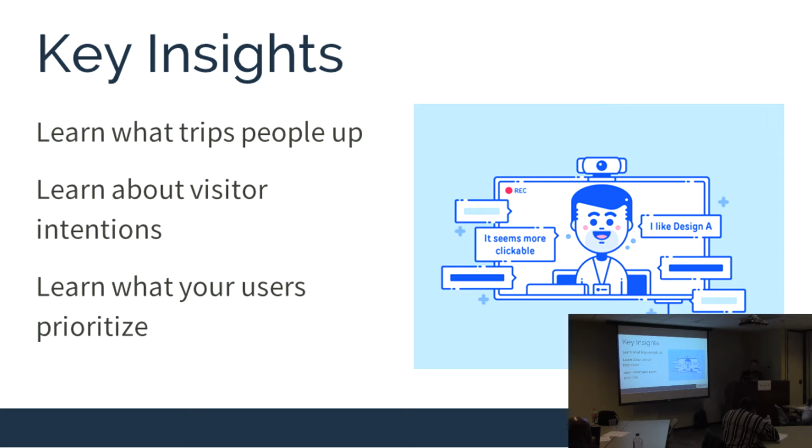So the main things you want to try to understand during a user interview are what confuses people, what your site's intentions are, and what their priorities are. How do they think about information? How would they like to complete a task? What is the preferred order of operations, right?